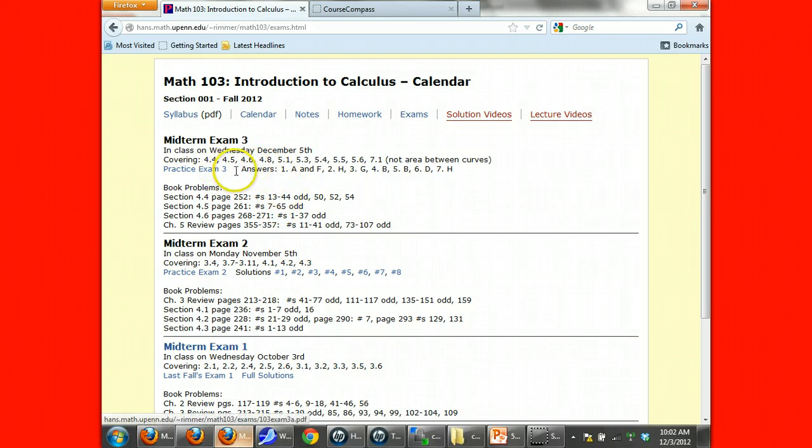I updated the exams page with the answers to the practice exam. The very first question was strange because there were 2 right answers, so just circle both. But the other questions are here. You have these book problems. It turns out, though, that some of them are area between curves, I think, which isn't on this exam. We're going to cover it on Friday, and it'll be on the final. So today's review and your exam's on Wednesday in class.